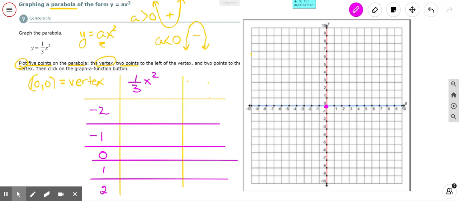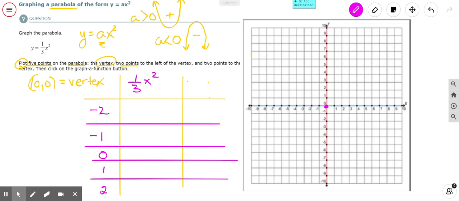Now, do I have enough space? If I pick 3, that's going to be 9, and 1/3 of 9 is 3. If I pick 6, that's going to be 36, and 1/3 of 36 is 12. I don't have enough space, so I think I'm just going to leave it here.